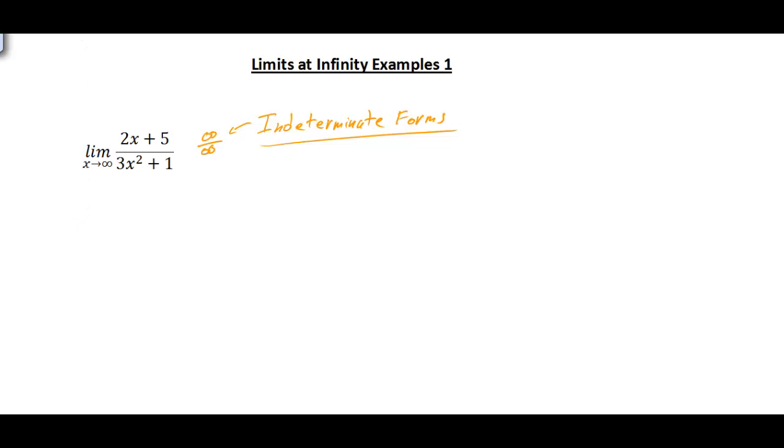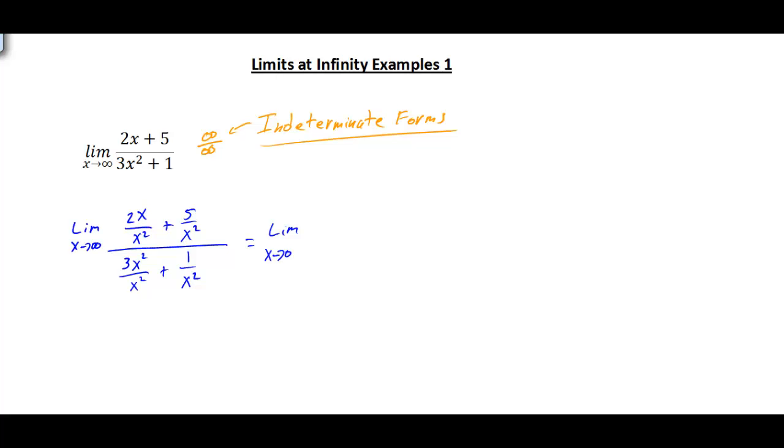The technique that I want to use is that we're going to look at the denominator. What is the largest power of x in the denominator? Well, in this case, we only have one, and it's x squared. So we're going to divide every term by x squared, because if we have a fraction and we multiply the numerator and the denominator by the same number, we do not change the expression. So that's 2x over x squared plus 5 over x squared, all over 3x squared divided by x squared plus 1 over x squared.